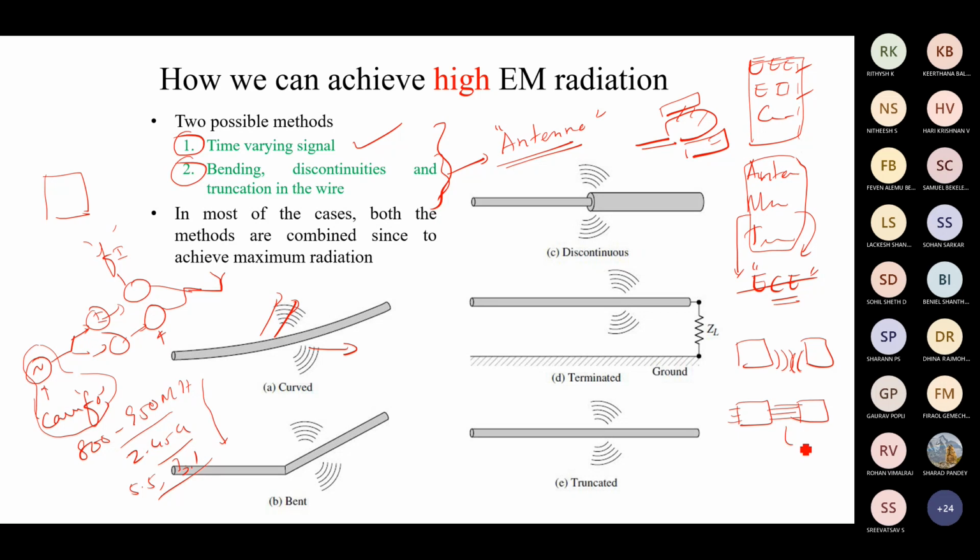Can anyone say what these wires are called? In microprocessors they call this by a name. Between two chips they put a set of wires. Anybody has an idea about that?